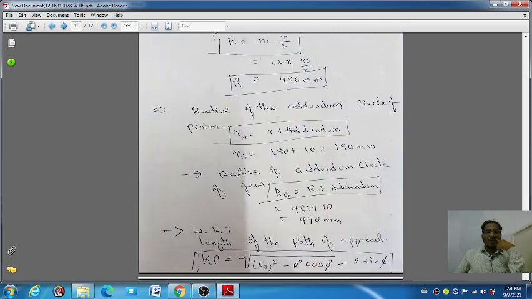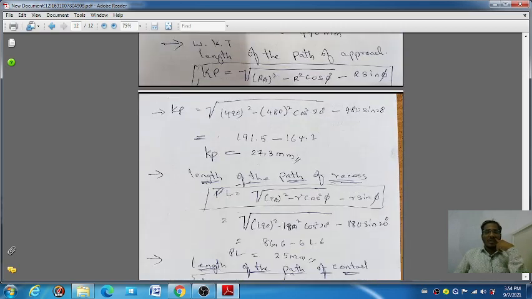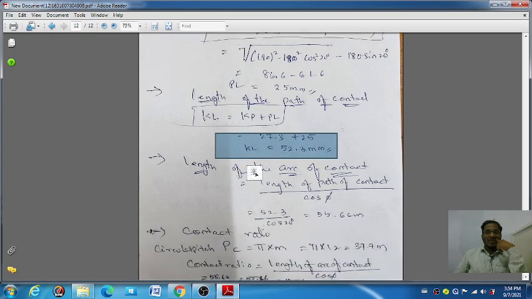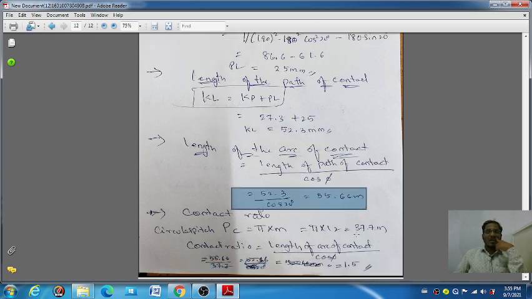So go through the second thing. The length of the arc of contact is equal to the length of the path of contact by cos phi. We just calculated the length of the path of contact, that value is 52.3, just divided by cos 20 degrees, then we will get the length of the arc of contact. Okay, what is the contact ratio? Here the question is asking you to find the contact ratio.